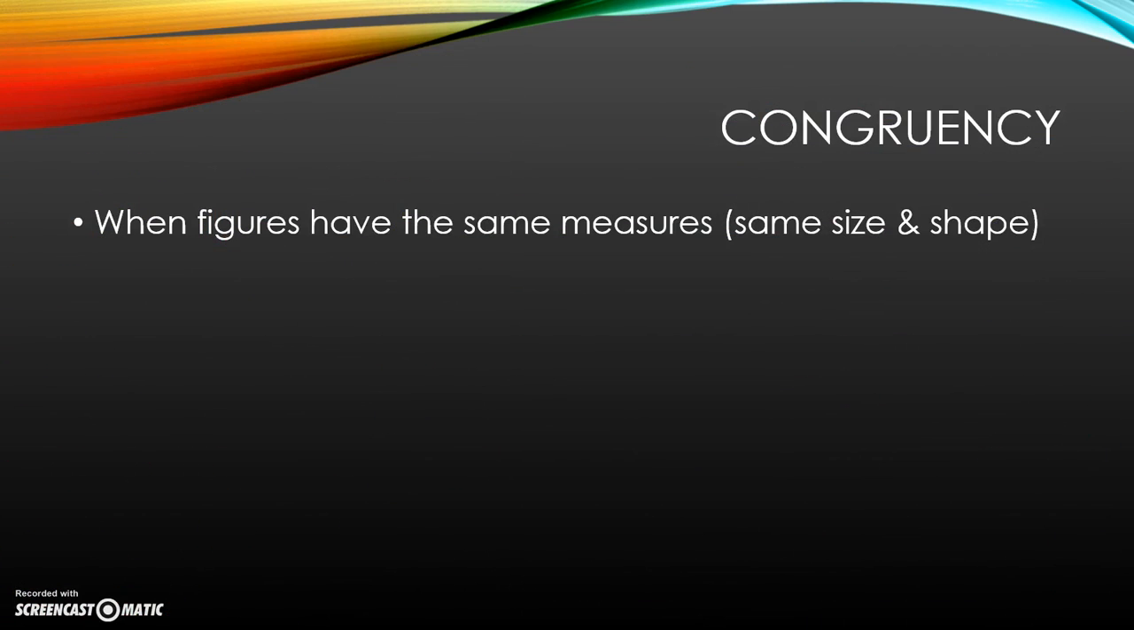Congruency is when figures have the same measures. In all the triangles, they are reflected, rotated, and translated. They are the same size and same shape, therefore they are congruent.